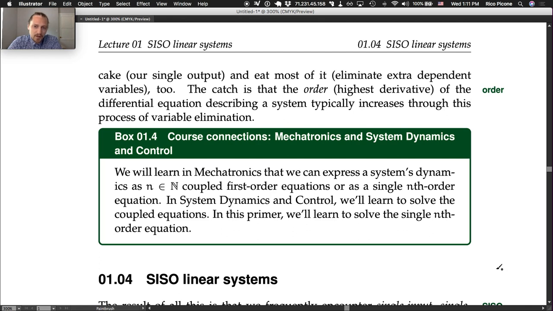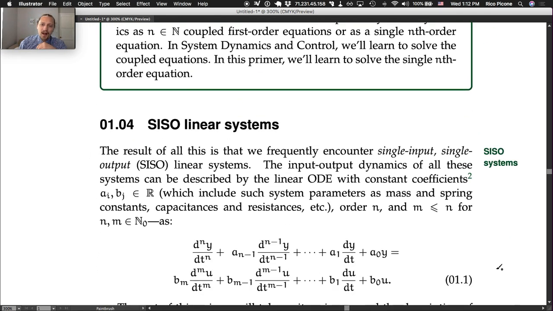In system dynamics and control, we'll learn to solve the coupled equations. So the coupled version, we'll learn about how to do it in mechatronics. We'll do it numerically in mechatronics, but then in system dynamics and control, the course that follows on afterwards, we'll learn to solve that analytically as well. Okay. In this primer, though, we're going to learn to solve just the single nth order equation, so the single input, single output system. And that's actually where we finally arrived now.